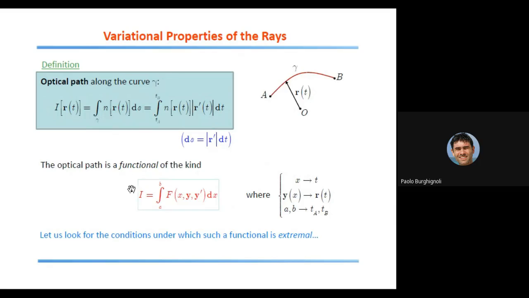We are interested in characterizing the conditions under which this functional is extremal. So we wish to find the points of stationarity of this functional: minima, maxima, inflection points. If this were a function of a single real variable, we could talk about minima, maxima, inflection points. Here we are generalizing those concepts to the case of a functional.